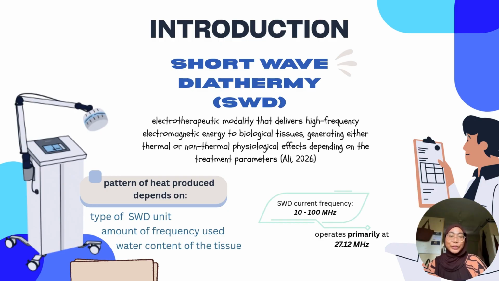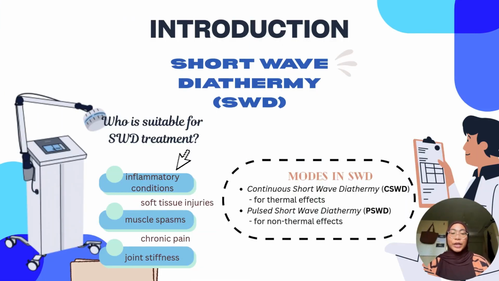The pattern of heat produced depends on three main points, which are the type of SWD unit, the amount of frequency used, and also the water content of the tissue. The shortwave diathermy SWD current frequency used is around 10 to 100 MHz. And for information, the shortest radio frequency wave is used in therapeutic diathermy. And 27.12 MHz with a wavelength of 11 meters is most commonly used in SWD.